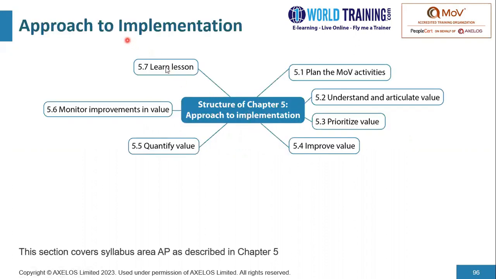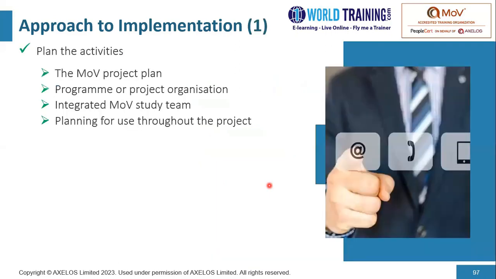So what is it that we're going to study in this particular module? We're going to look into the various steps that we take to implement. We're going to look into planning the MoV activities. What does it entail? Understand and articulate value, prioritize value, improve value, quantify value, monitor improvements in value, and finally, lessons learned. So this section covers syllabus areas pertaining to approach to implementation in chapter 5 of the official guide.